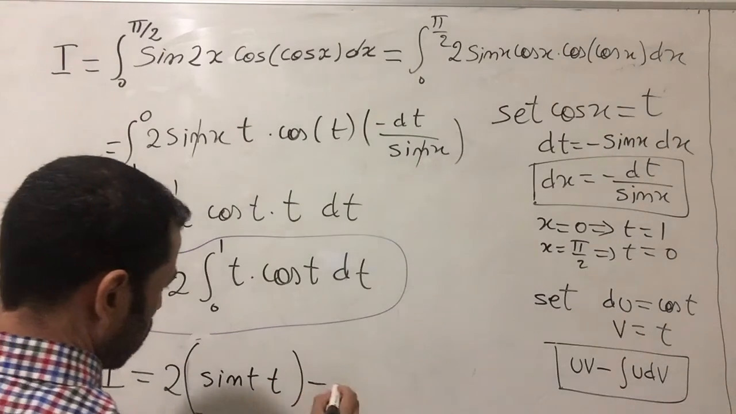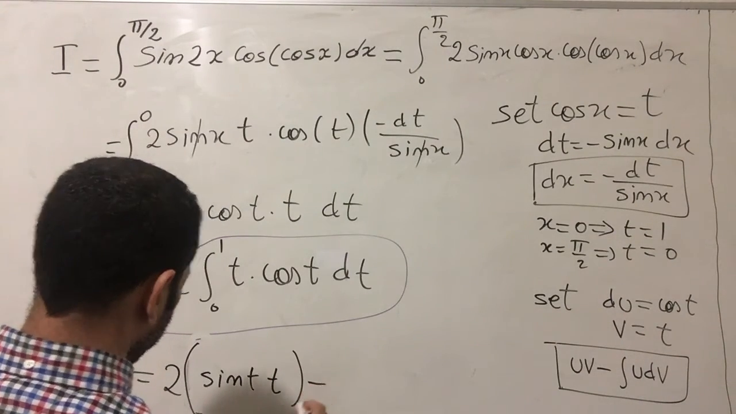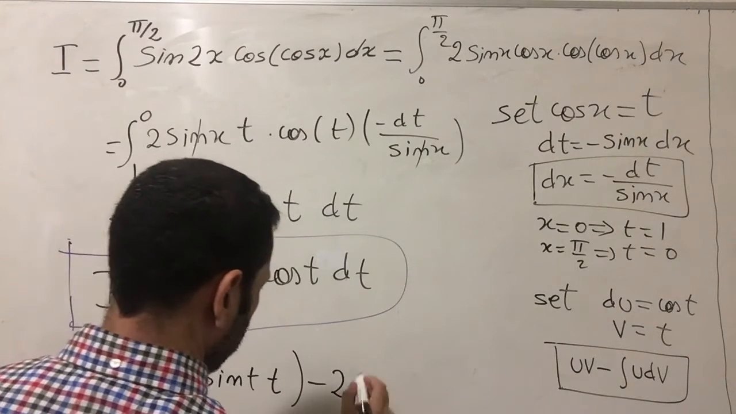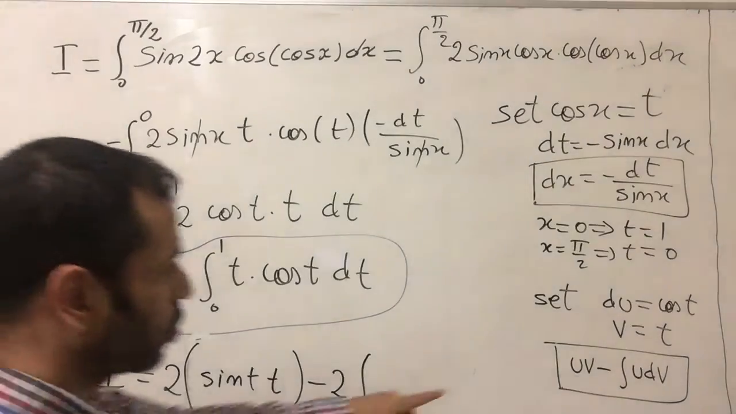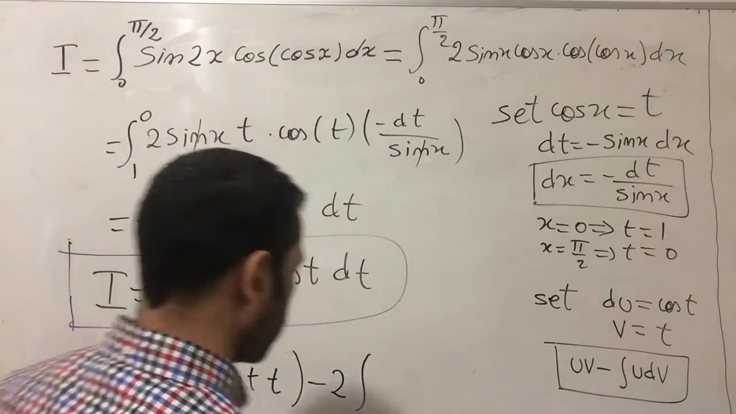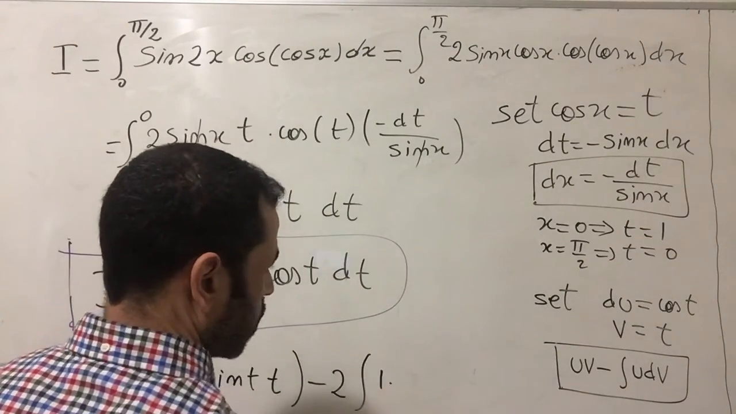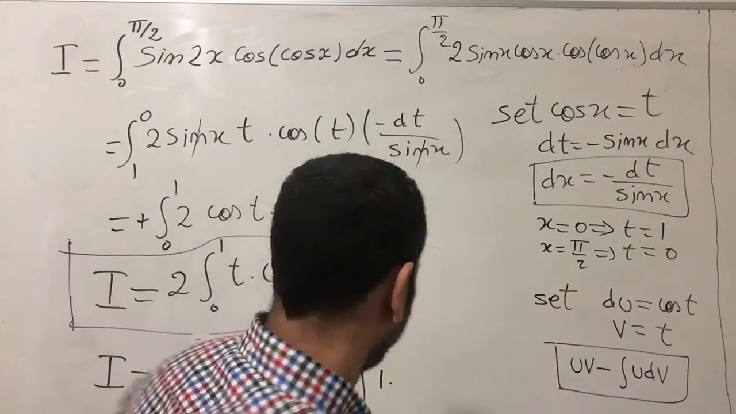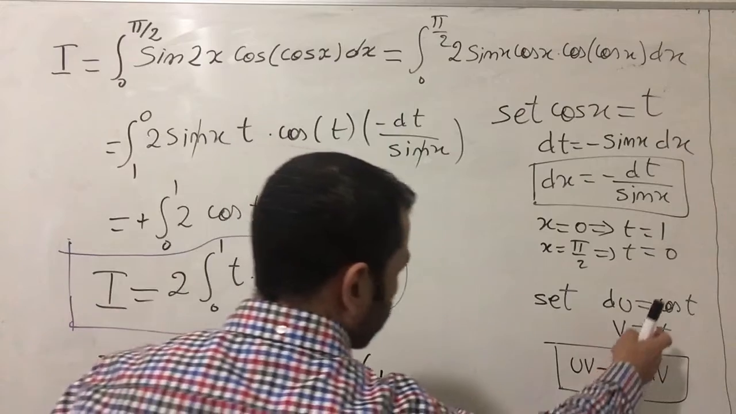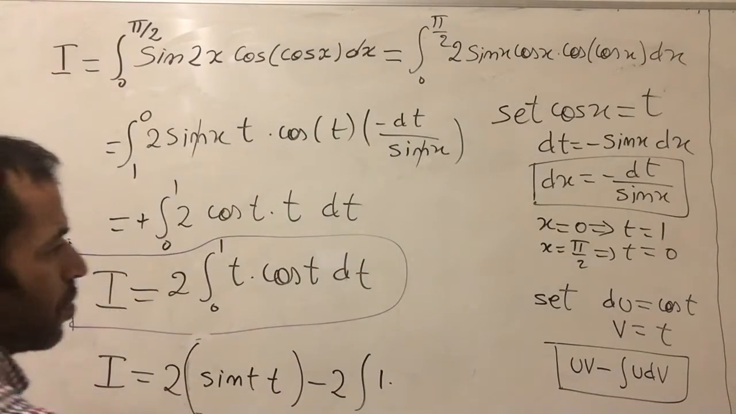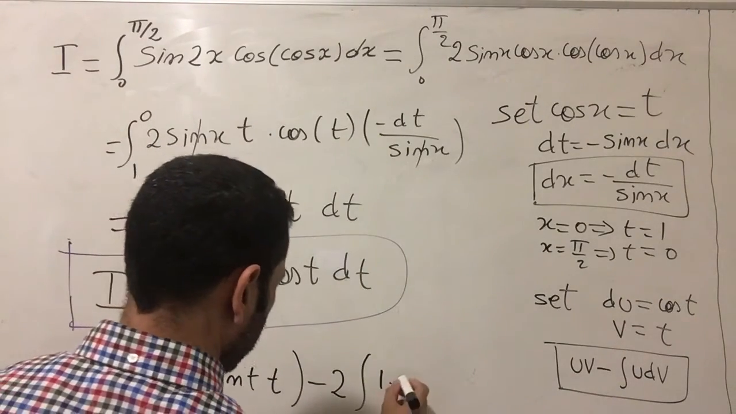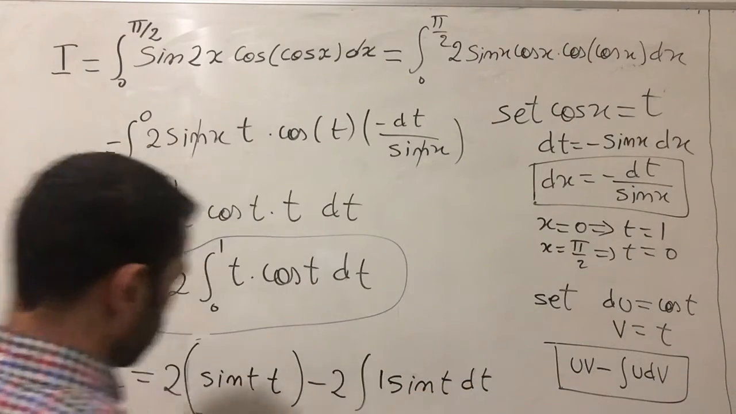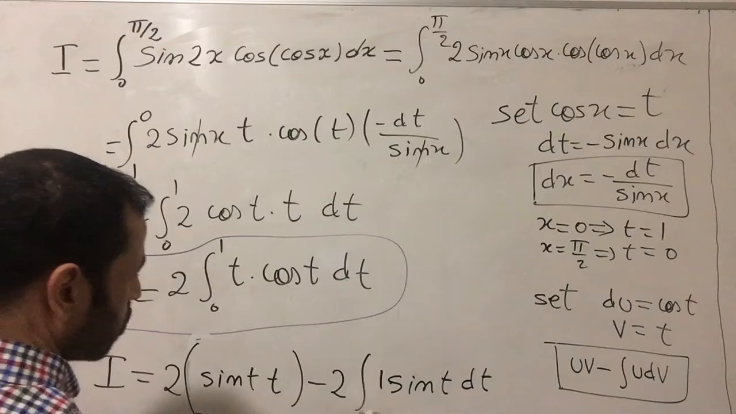So now plus these two minus these two, because we have a minus in this integral. If I differentiate this one, this function will become 1. Multiply this by the primitive function of cosine t, I will have sine t. So sine t dt. As you know, the bounds are from 0 to 1.